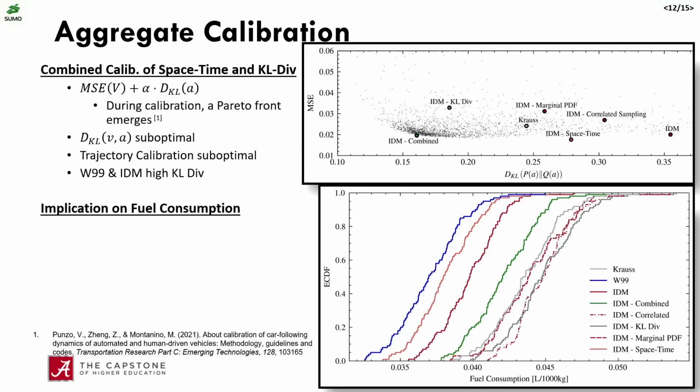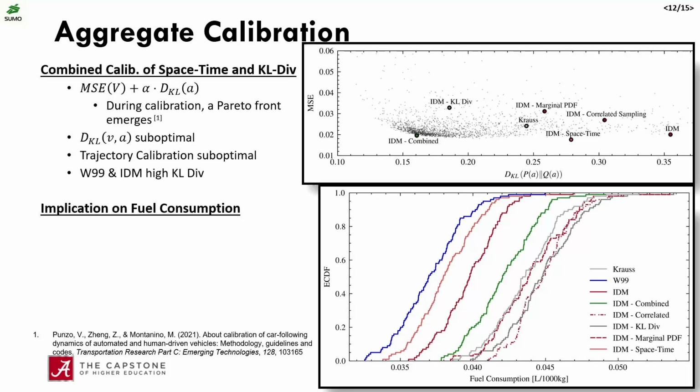Another thing we wanted to investigate was the implication on fuel consumption. So we simulated for an hour, 100 different times with different random seeds, and we look at the total fuel consumption. We normalize by mass because they don't all have the same exact fleet composition due to radar length estimates. When we normalize by mass, we see that W99 predicts the lowest amount of fuel consumption of the default models. The default Krauss model predicts the most. IDM is right in the middle. And our combined optimized method falls conveniently right in between IDM and Krauss.